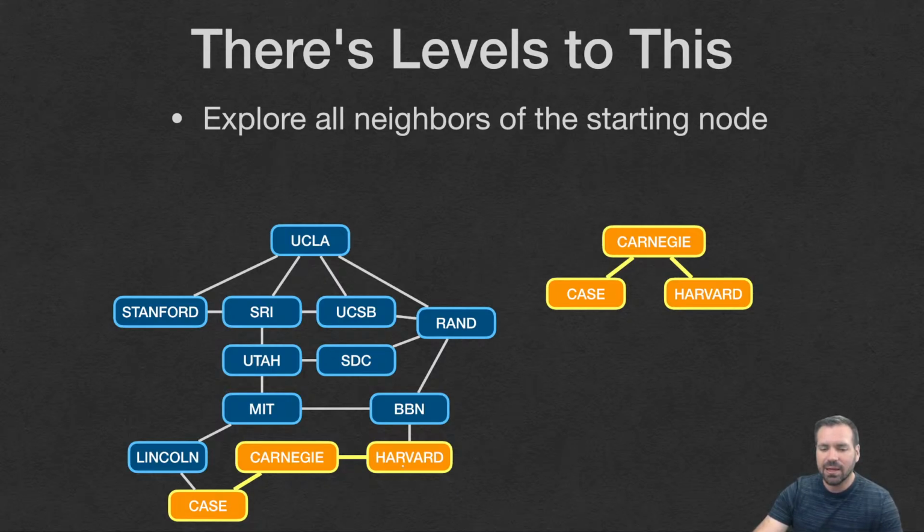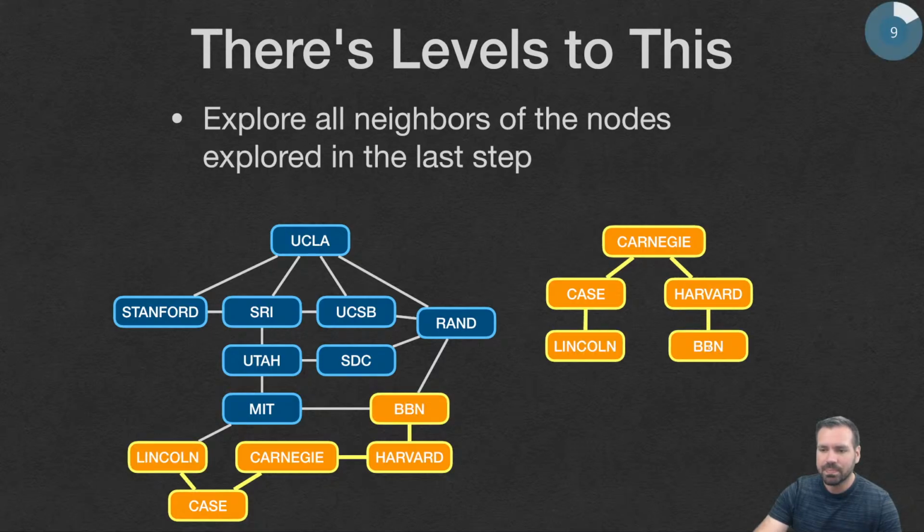Case is going to find Lincoln. Harvard is going to find BBN. So I'm going to have Lincoln and BBN coming off of those nodes. And I have my first kind of crossroads here. I have MIT, and either Lincoln's going to get to MIT first or BBN's going to get there first. One of these nodes is going to explore MIT, and then one of them is going to say MIT has already been explored, so I'm not finding a new node, so who cares? For the slides, I get to just break this tie arbitrarily.